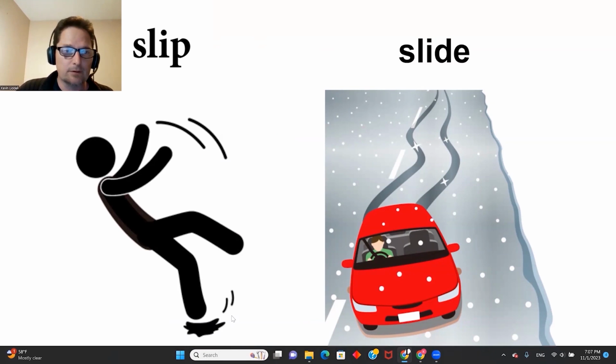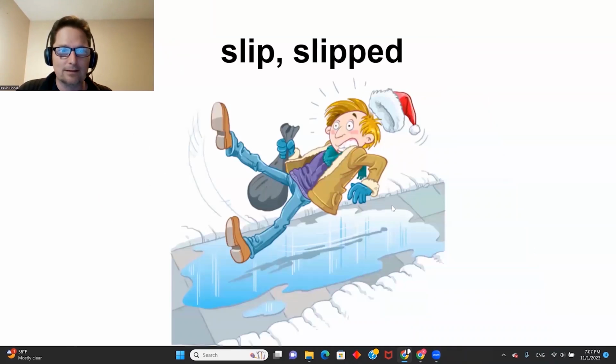This is slip. You walk on the ice and you slip on the ice. But the car is driving on the ice and the car moves a long distance. This is slide. So again, slip is a short distance and slide is a longer distance. But they have a similar idea. You slip on the ice when you're walking, and your car slides on the ice when you're driving. Let's practice the different uses.